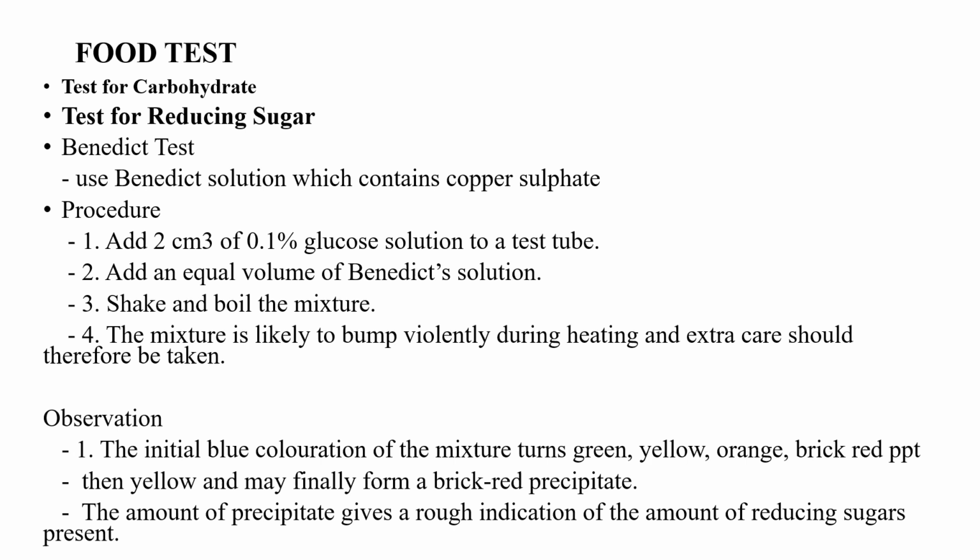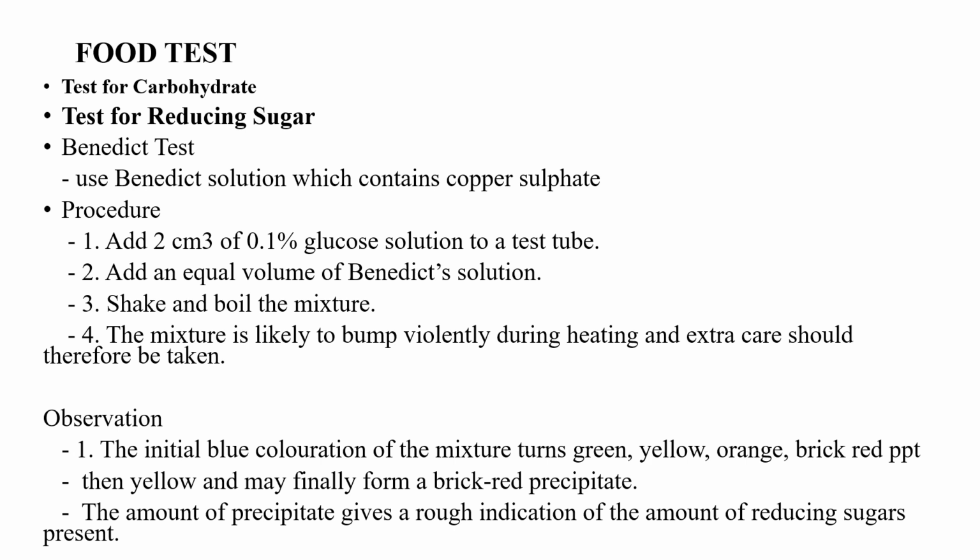You add an equal amount, that is the same 2 centimeter cube of Benedict solution. You add it to the glucose solution, then you shake and boil the mixture. The mixture is likely to bump violently during heating, so you have to be extra careful when you are boiling.